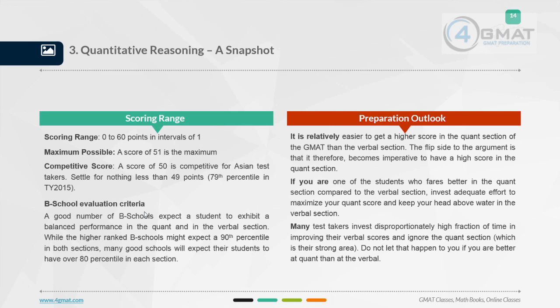The flip side to the argument is if it is easy, then it becomes imperative that you actually score that 50 or 51, right? So if you are a student who is good at math and relatively not so good at verbal, my advice to you is try and keep your head above water in the verbal section and max the quant section. So if you get a 50 or 51 in the quant, and if you have a relatively lower score but head above 80 percentile in the verbal section, I think you are safe home.